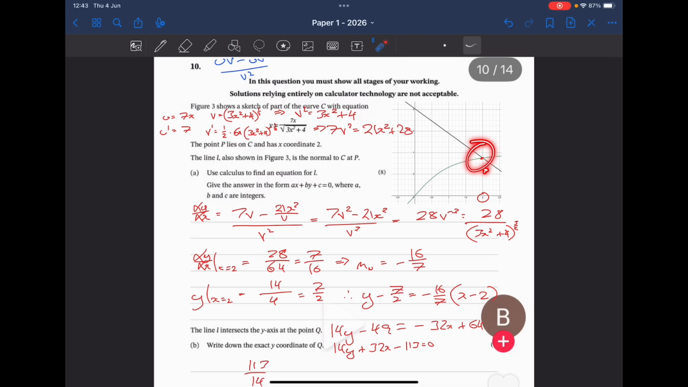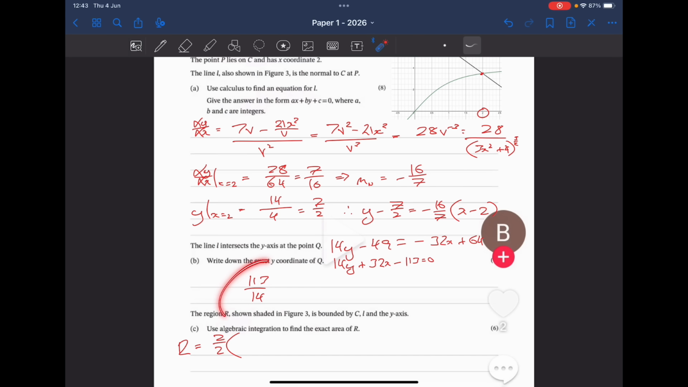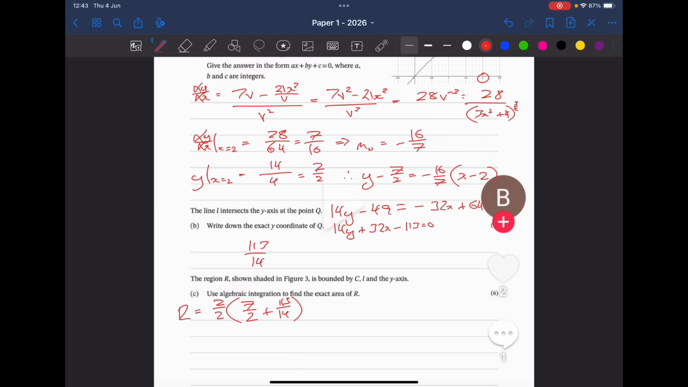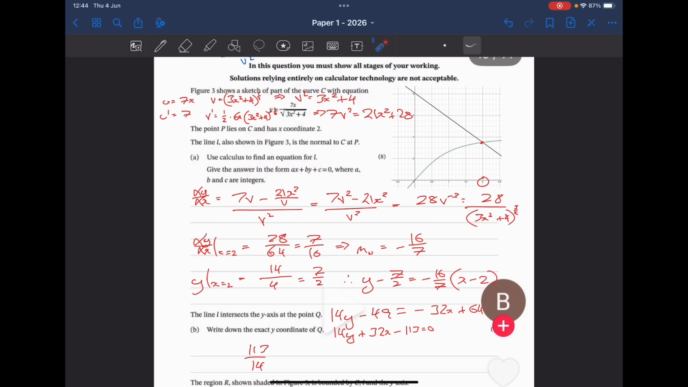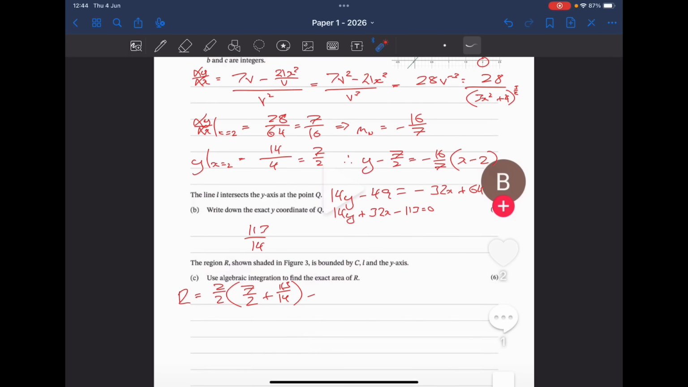This height is what we found in part A, it's the 7 over 2. This height is not 8, be careful, it's what we found in part B, the 113 over 14. It's 7 over 2 plus 113 over 14. That's good, but we need to also take away the bit we don't want to count, this bit down the bottom. Because the area we're looking for is between the curve we have, the normal, and the y-axis. So this little triangle-looking bit up there.